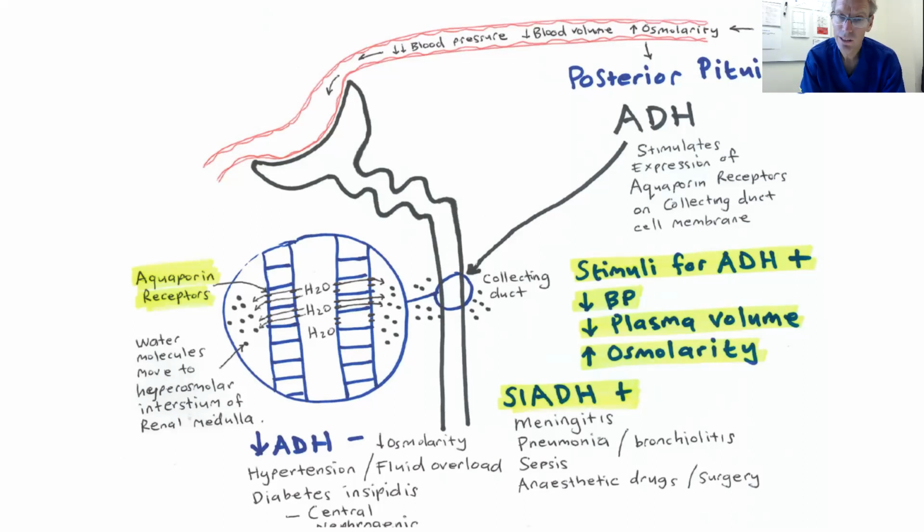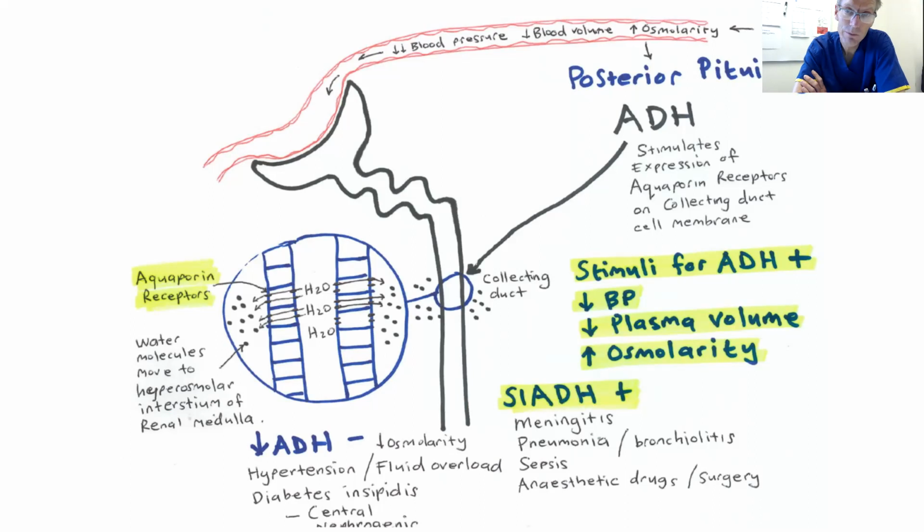So when there's reduced blood pressure or reduced plasma volume or increased osmolarity, that is, there's a hyperosmolar state, then you'll get more antidiuretic hormone being produced. And what that means is that the kidneys, the renal tubules, absorb more water. That's all in the collecting duct.